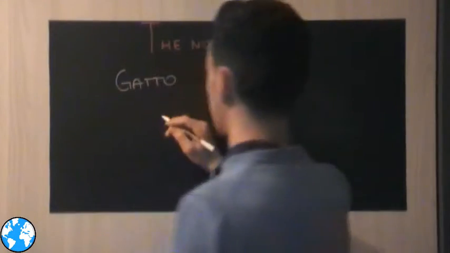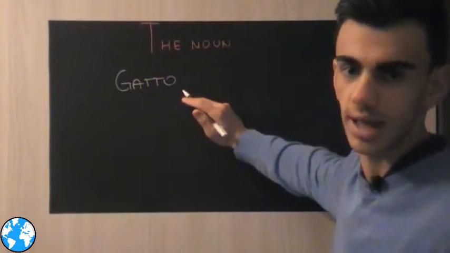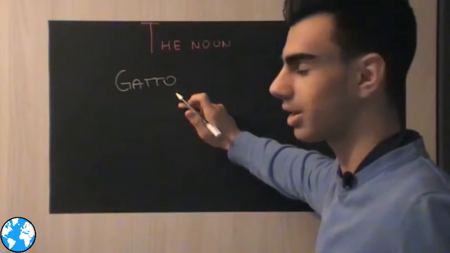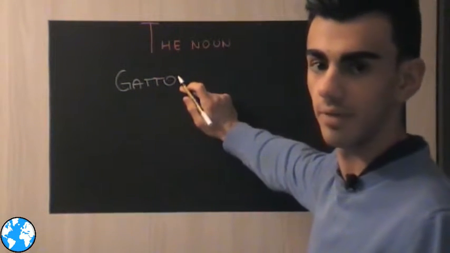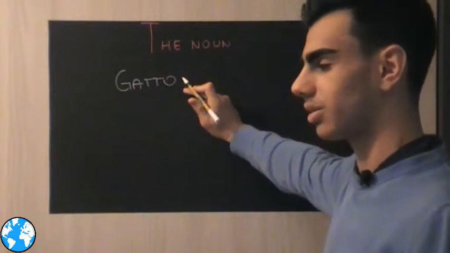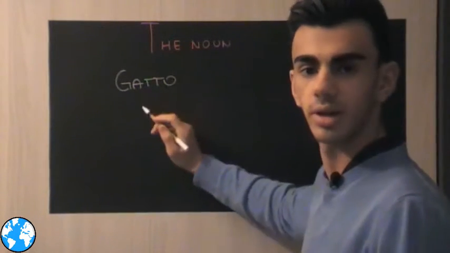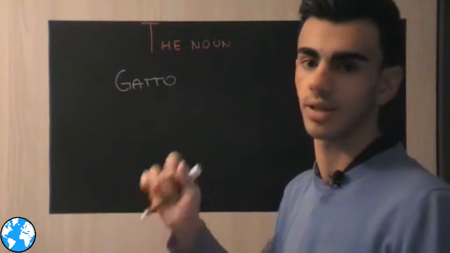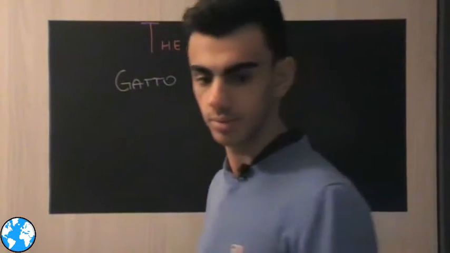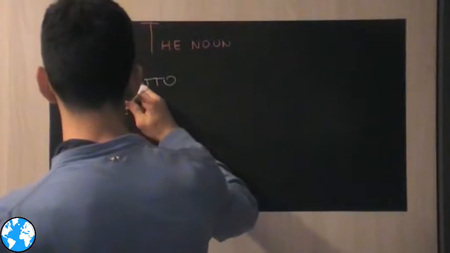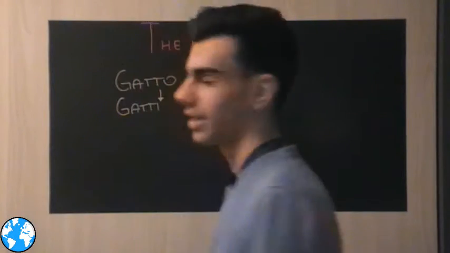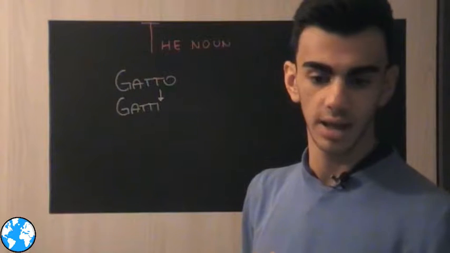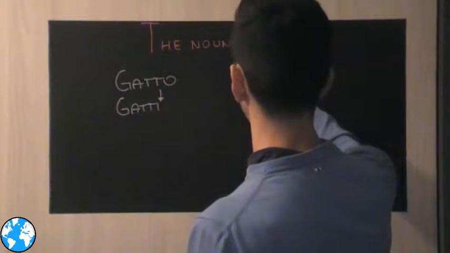So in this case we have gatto, which means cat. It's the masculine cat. So in this case, if we have a masculine word, the last letter of the word is going to change to I instead of O. So in this case, gatto will become gatti. Simple as that.